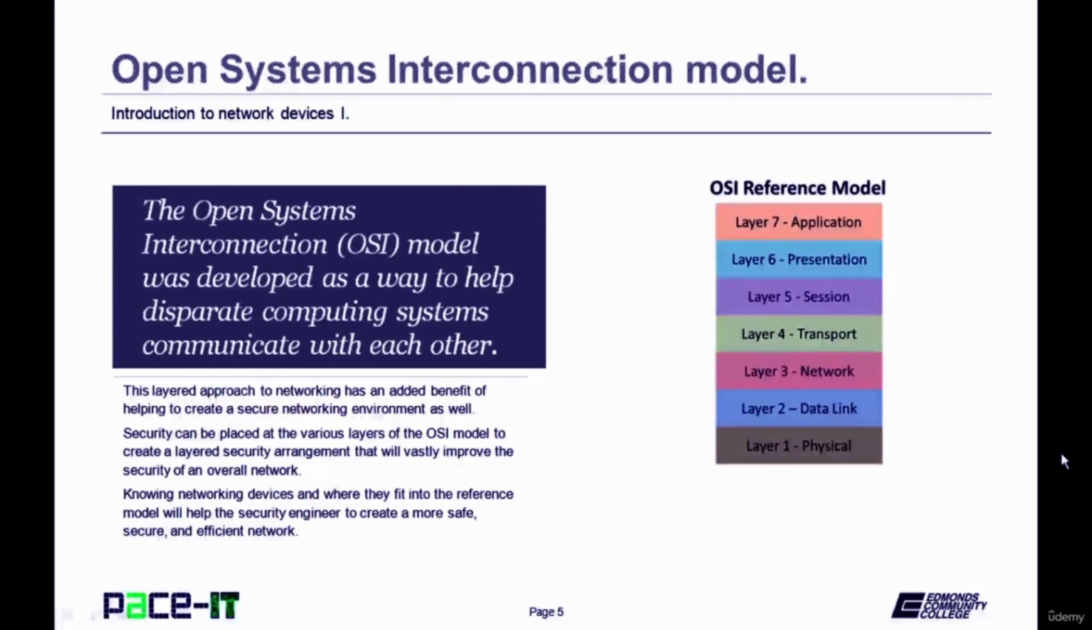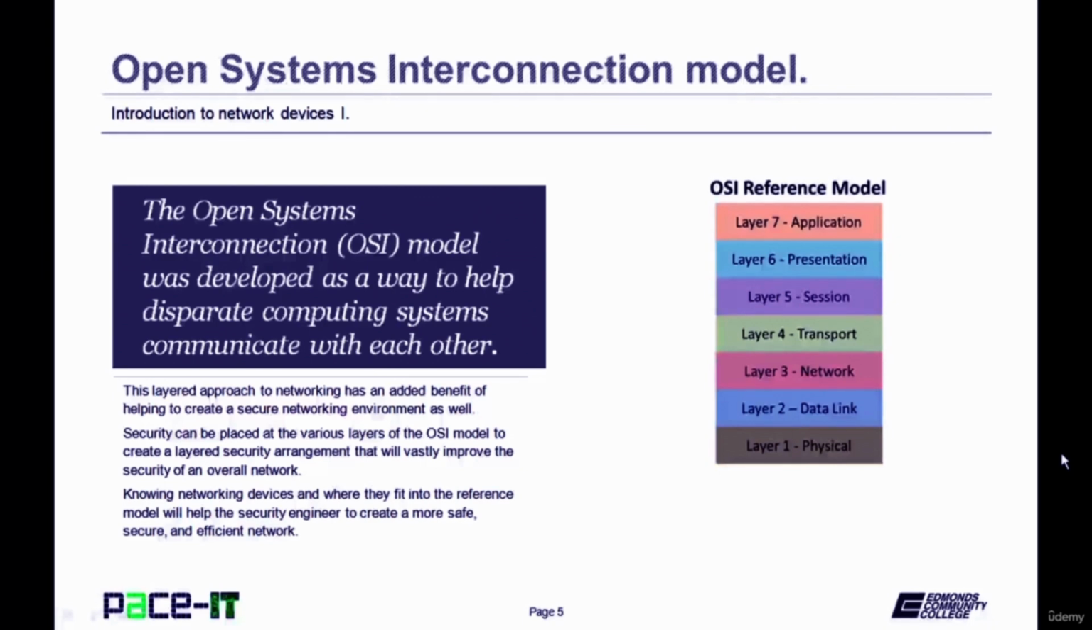The Open Systems Interconnection Model, or the OSI model, was developed as a way to help disparate computing systems communicate with each other. It created a layered approach, a 7-layer approach to networking. This layered approach not only allows those disparate systems to communicate with each other, but it has the added benefit of helping to create a secure networking environment as well.